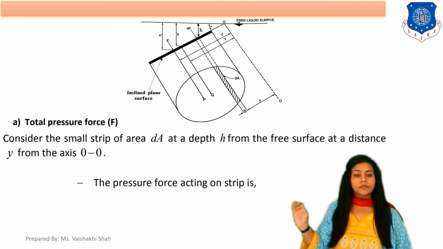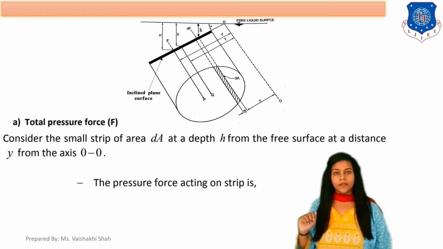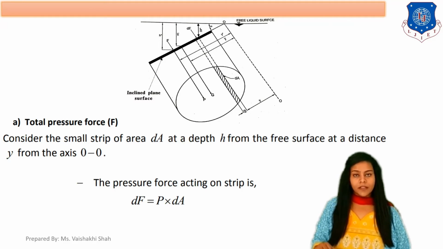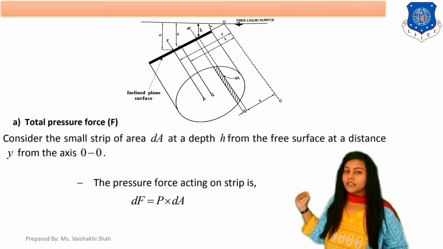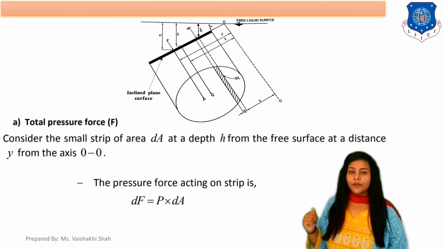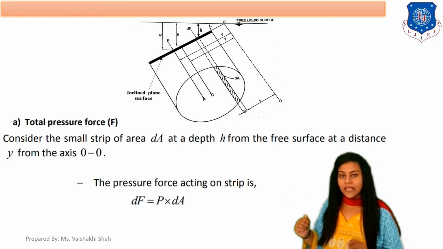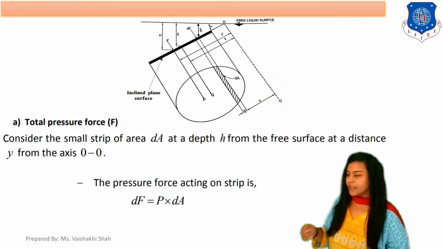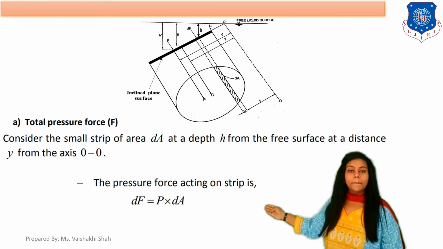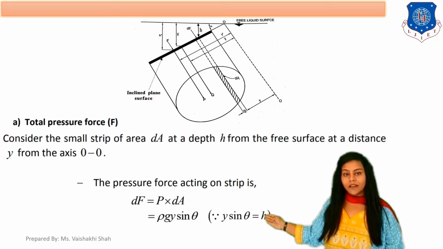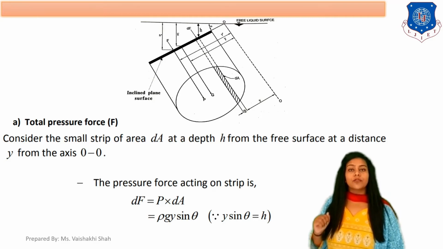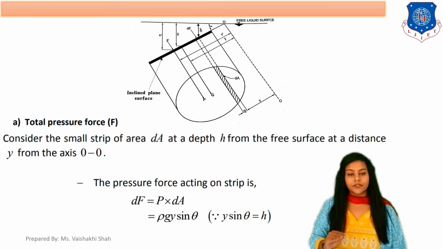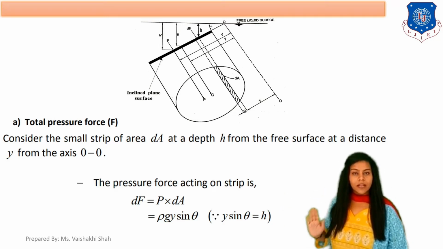Now, the total pressure force acting on the strip is indicated as dF. dF is the pressure force on the strip. Force equals pressure into area. Pressure on the strip is P and the area of the strip is dA. So dF equals P into dA. Here we know that P equals rho g h.